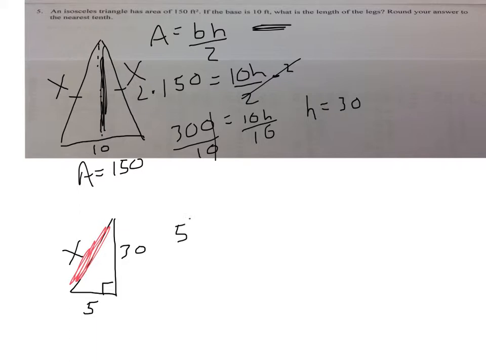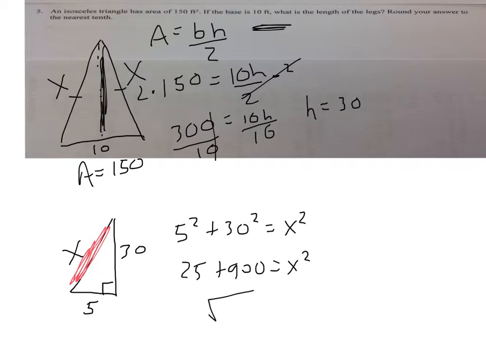So 5 squared plus 30 squared equals x squared. A lot of people are not putting the x squared, everything squared. You get your 25, you get your 900 equals x squared. It doesn't go away until you finally take your square root, and you're rounding to the nearest tenth. It says so you're going to get a decimal on this one. Okay, moving on.